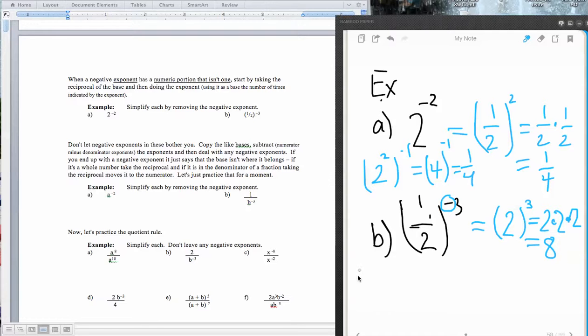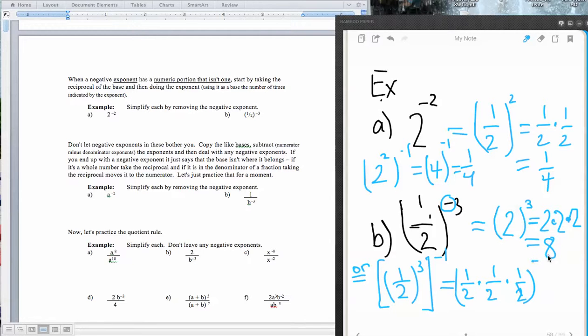And we're done. Or the other way that we can look at this is we can also say, okay, we're going to do 1/2 and we're going to cube that. And then after we're done with that, we'll take the reciprocal of it. And so 1/2 times 1/2 times 1/2. And then once we have that, then we'll take the reciprocal. And so we're going to get a 1 times 1 times 1, which is 1, and 2 times 2 times 2, which is 8. And that's now the reciprocal, which gives us an 8.